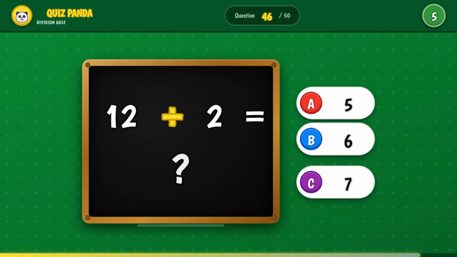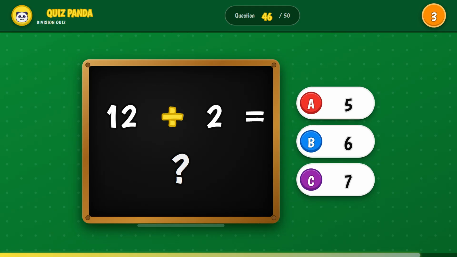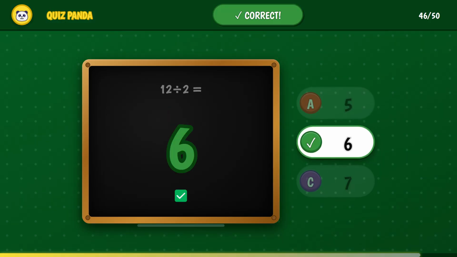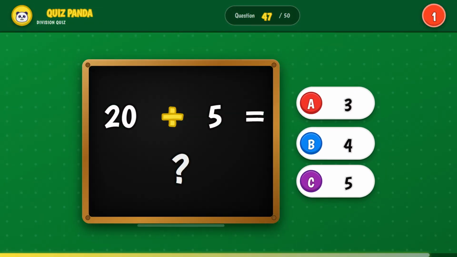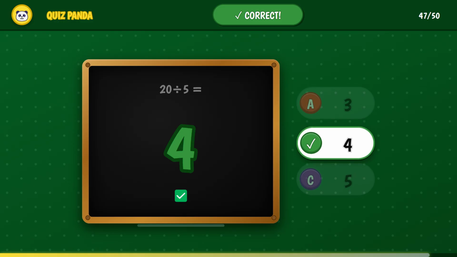Question 46. What is 12 divided by 2? The correct answer is B, 6. Number 47. 20 divided by 5 equals? The correct answer is B, 4.